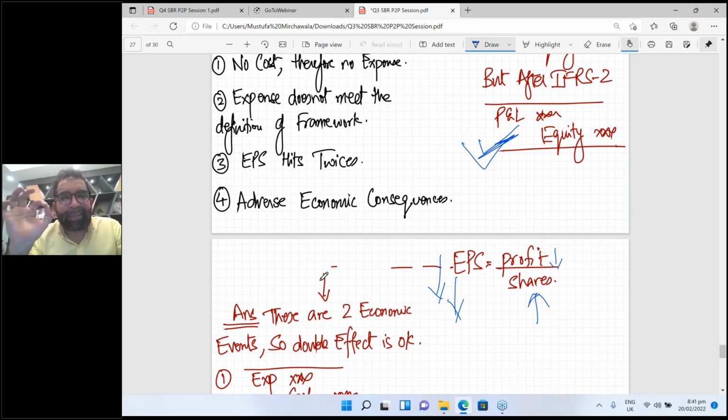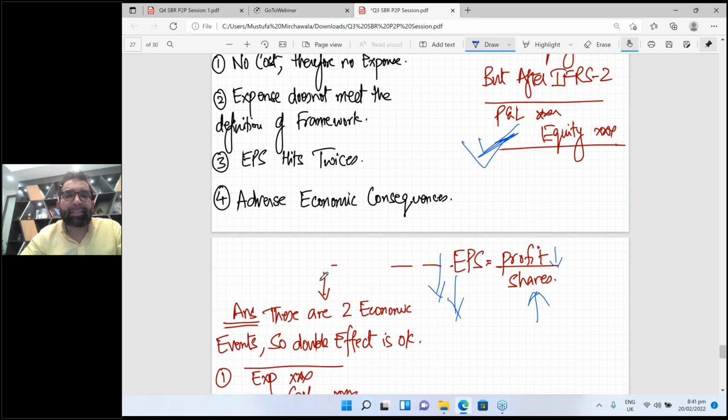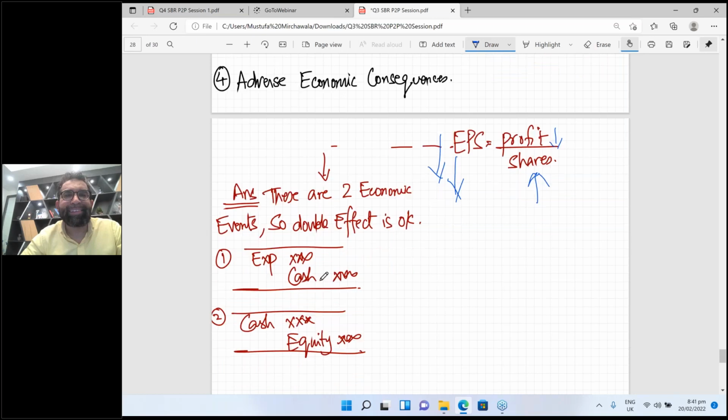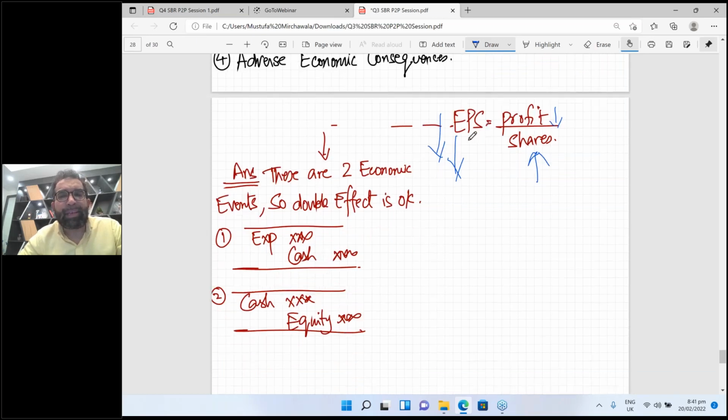Now what did the International Accounting Standards Board reply? The Board said, yes, EPS is hitting twice because these are two economic events. Number one, you are getting services, so you have to book expense. Number two, you are issuing shares, so it will affect your EPS. Very simple. I repeat again, or make it more simple.